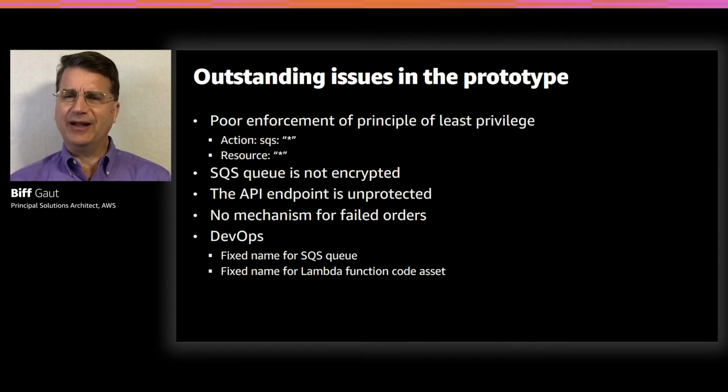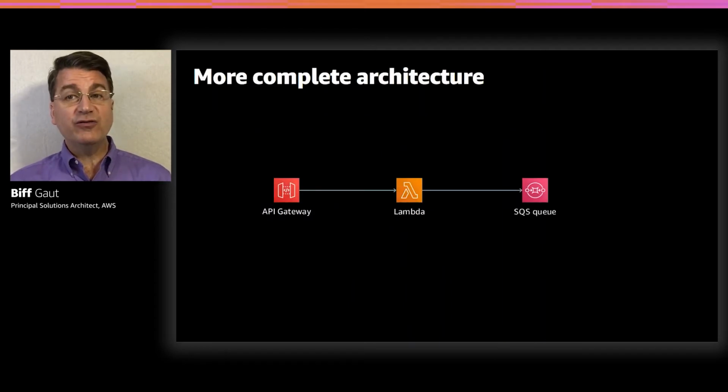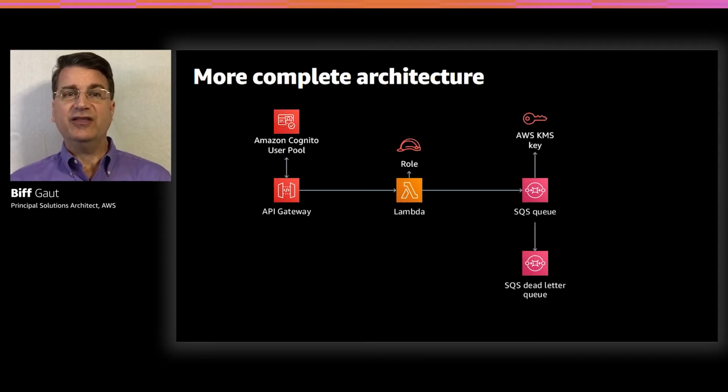Now, I'm going to go out on a limb and suggest that our hero is not unique. We've all committed some or all of these sins when writing CloudFormation templates quickly. To avoid these issues, our hero could have created an architecture that looks like this. In this version, the API gateway is protected by an Amazon Cognito user pool. The Lambda function has more tightly defined roles. A KMS customer master key encrypts the SQS queue. And an SQS dead letter queue collects any failed orders for special handling.